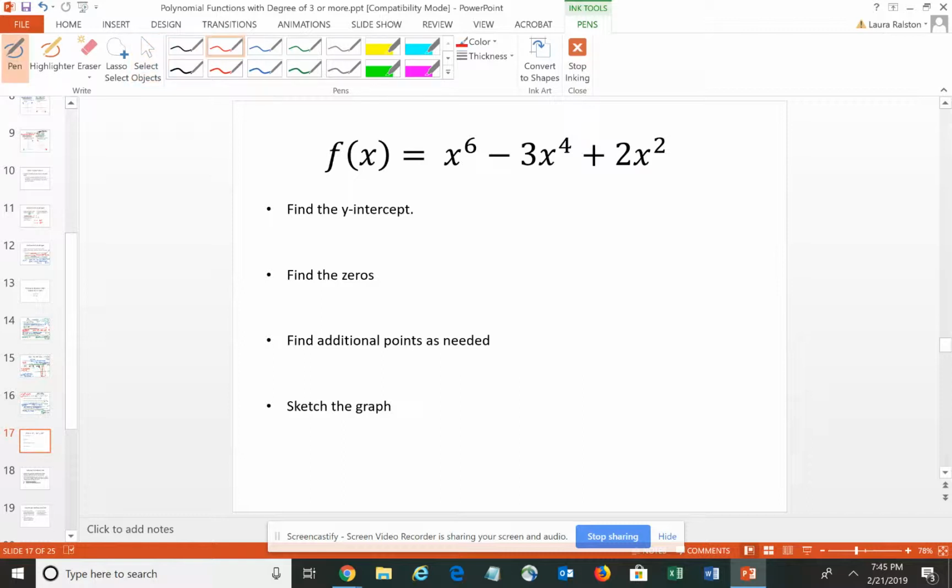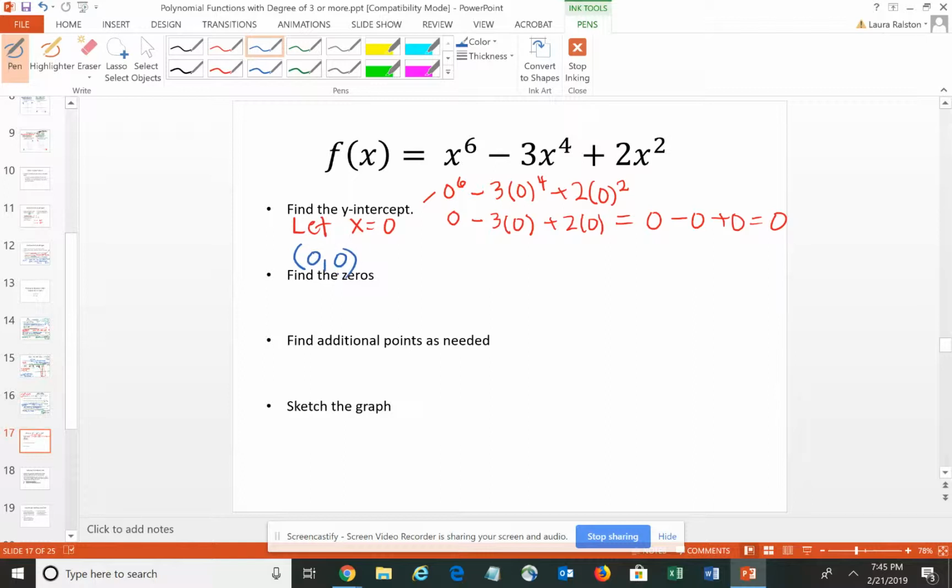Next, I want to find the y-intercept. And again, to find the y-intercept for any function, you let x equal 0. So if I sub 0 into the function, I have 0 to the 6th minus 3 times 0 to the 4th plus 2 times 0 squared. So I have 0 minus 3 times 0 plus 2 times 0, which gives me 0 minus 0 plus 0, which is 0. So again, in this scenario, my y-intercept happens to be the origin. It would be (0, 0).